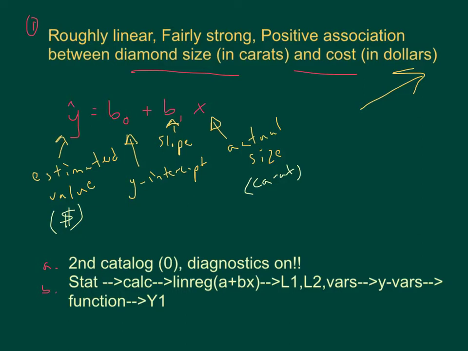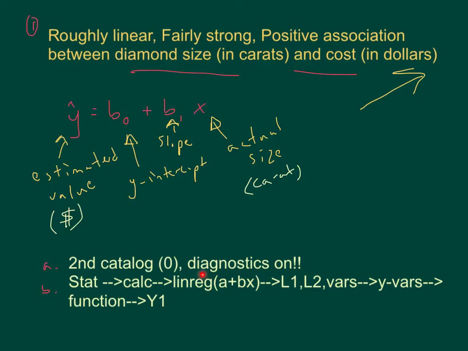And now you want to do something critical, and this is a one-time deal. You're going to go into the calculator and go to second, the second button just below y equals, second, and then the 0 button. You'll see the word catalog above it. Second catalog, that's the 0 button, and then arrow down until you see diagnostics on.